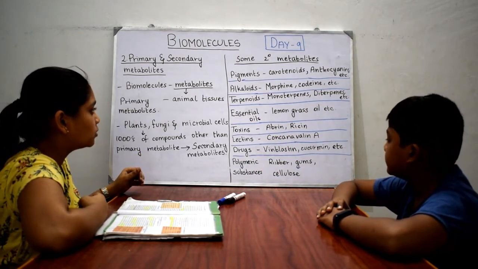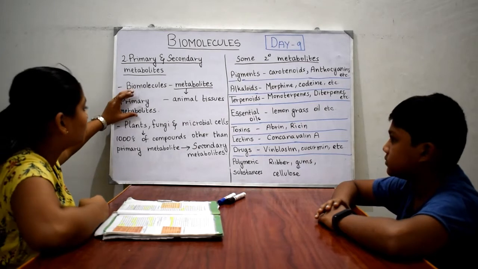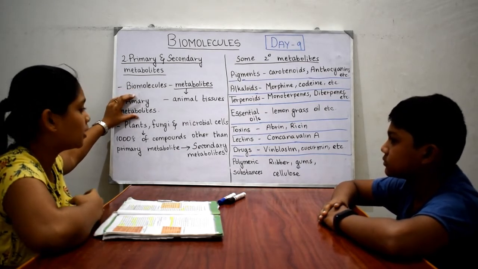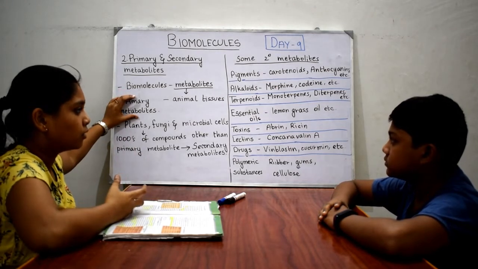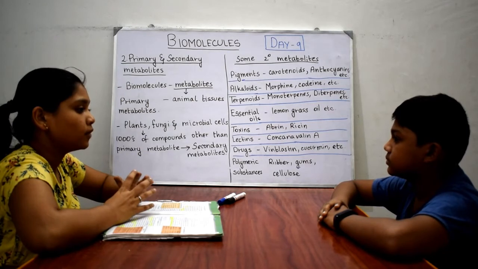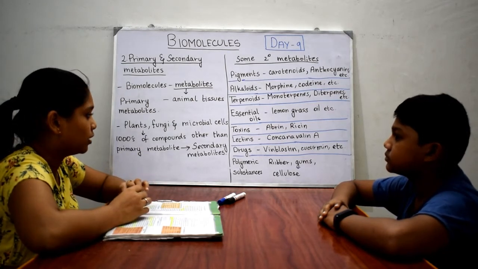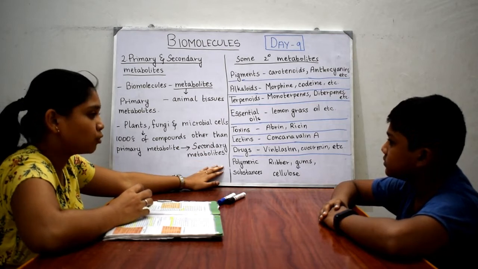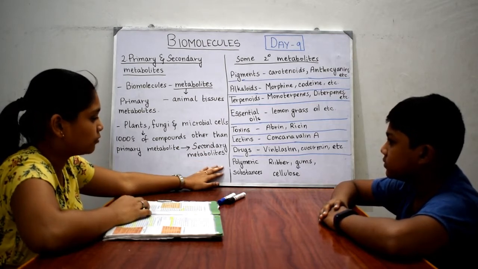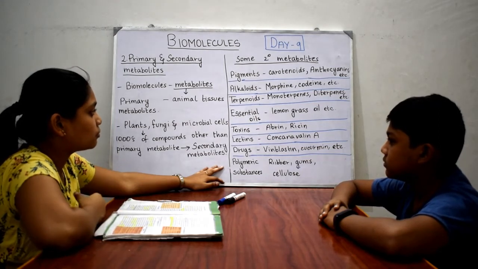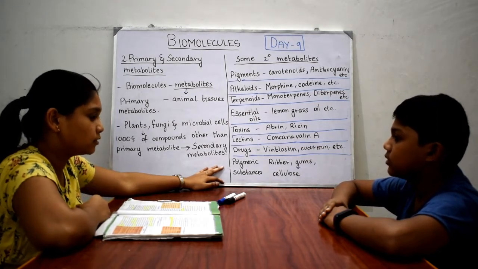Other than these, primary metabolites perform important functions to make a cell alive, to perform many functions. But these secondary metabolites do not have that many functions, though they have some useful ecological importance.